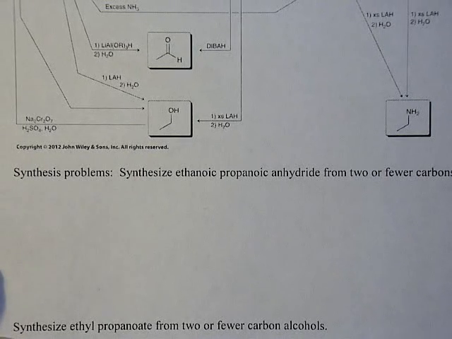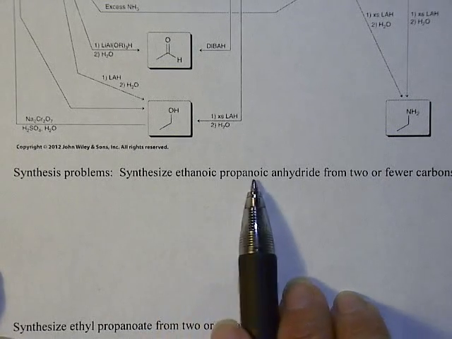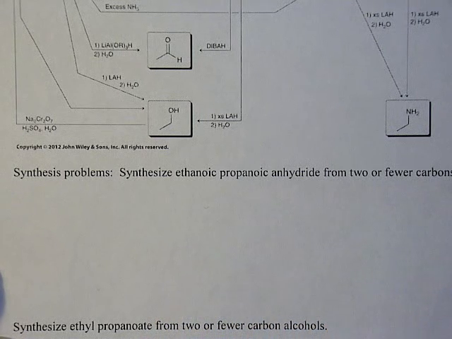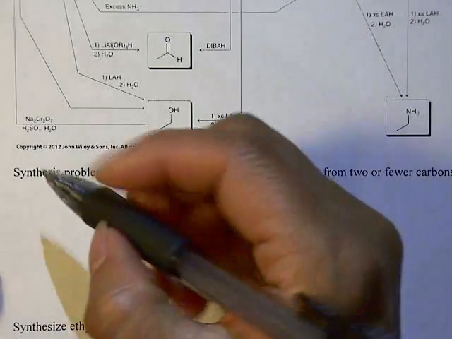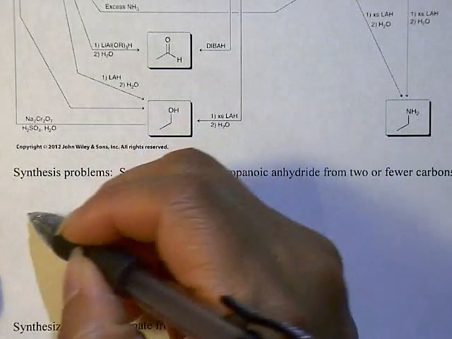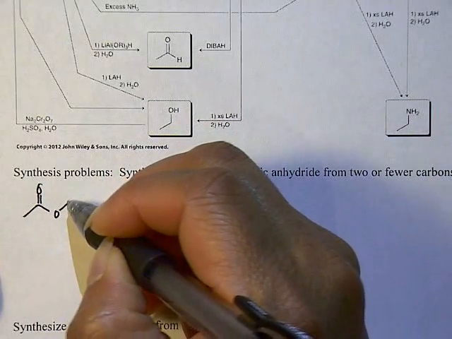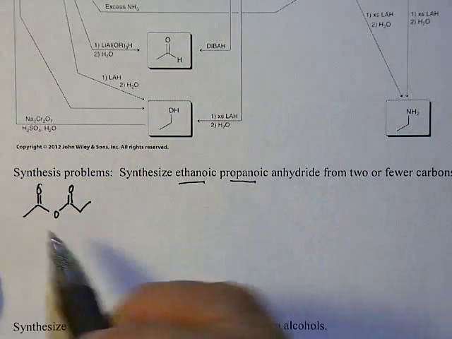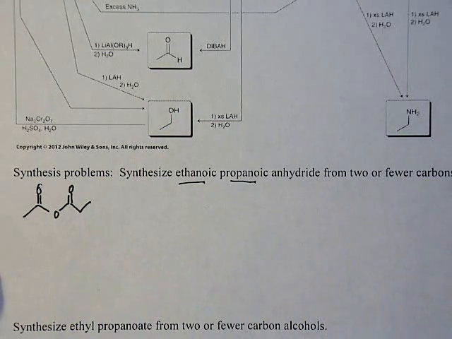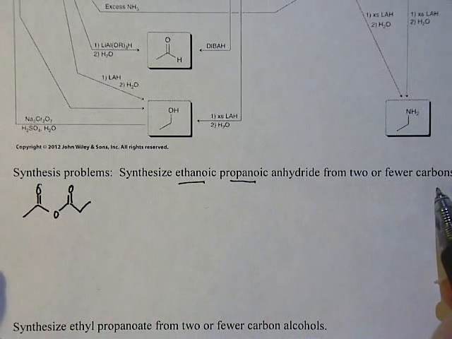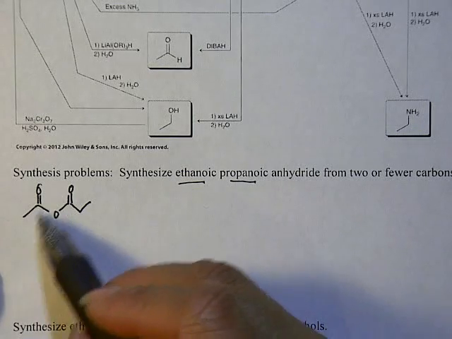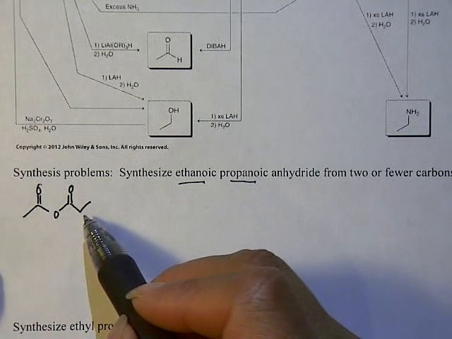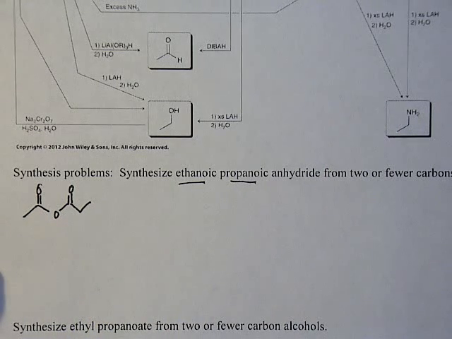All right, so this question is: synthesize ethanoic propanoic anhydride from 2 or fewer carbons with oxidation level of 1. So you should draw out the product that you are supposed to make. So obviously you need to be able to draw this ethanoic propanoic anhydride. And the constraint is 2 or fewer carbons. All right, so the ethanoic has 2 carbons. The propanoic has 3 carbons. So at some point you need to make a carbon-carbon bond formation.